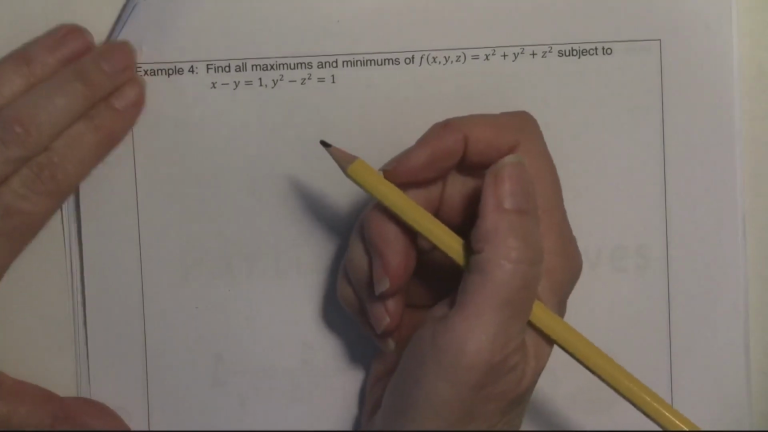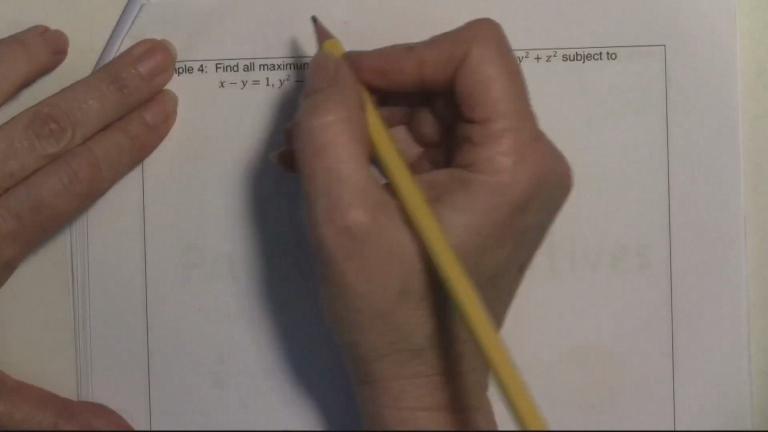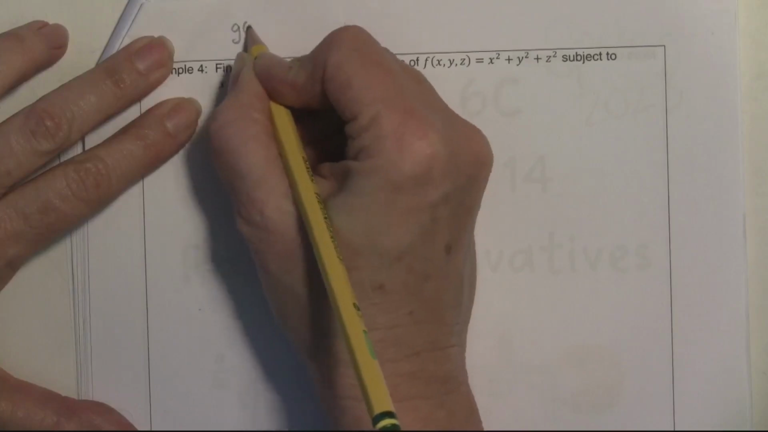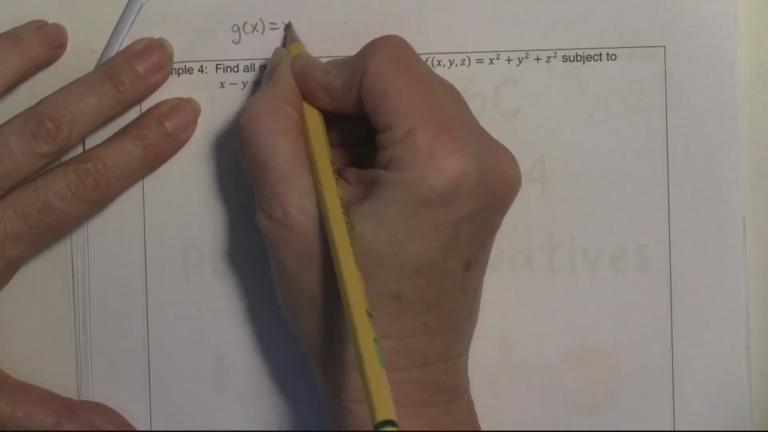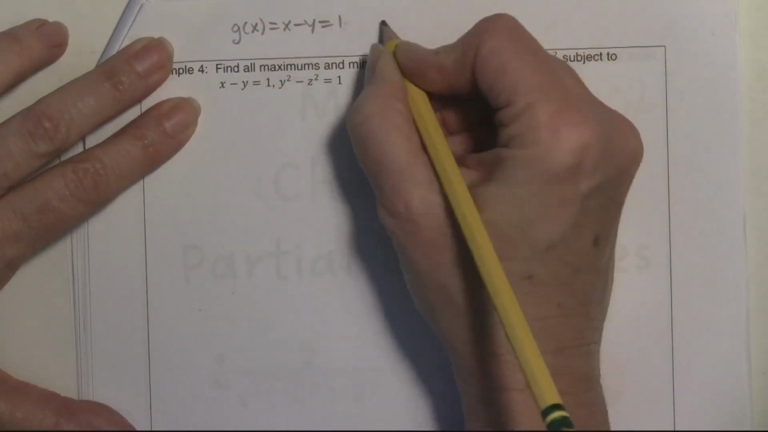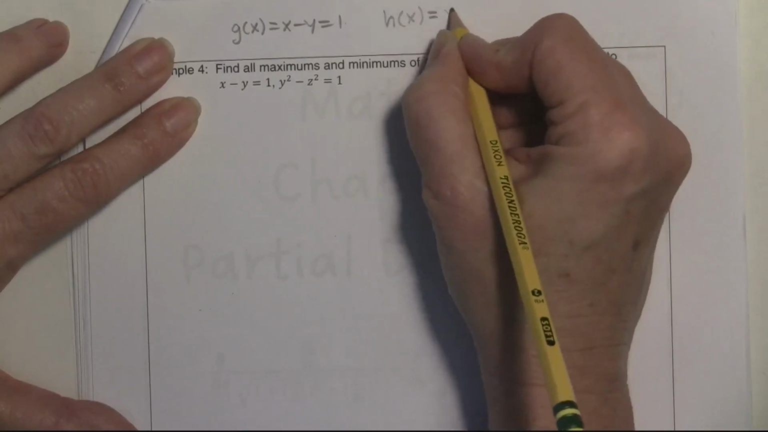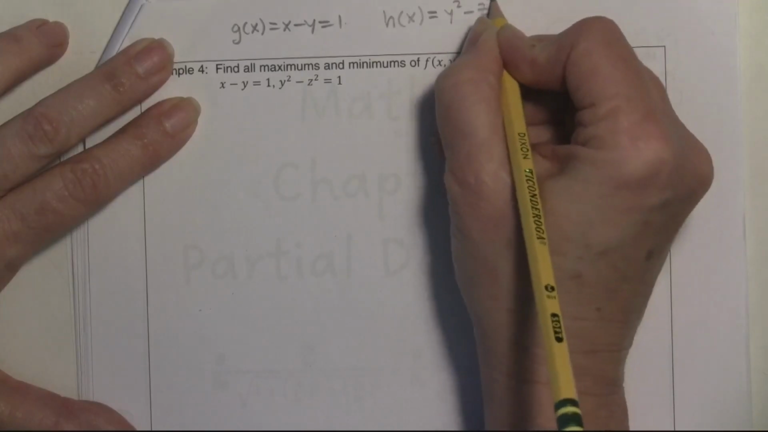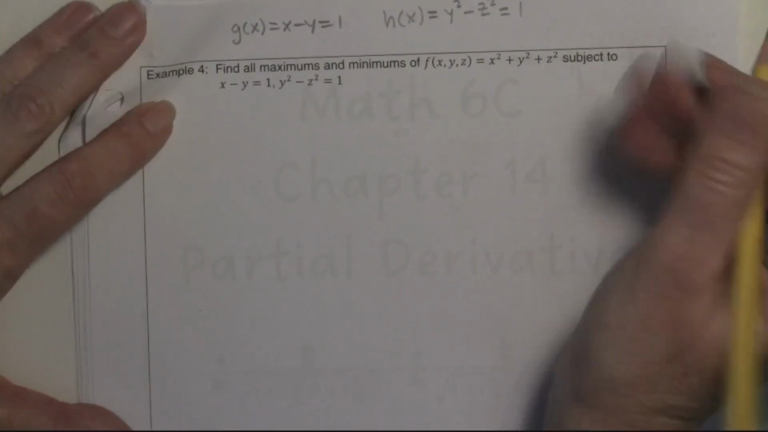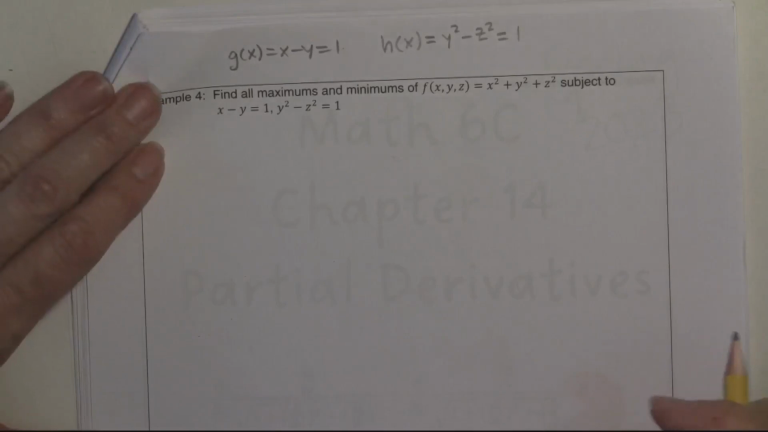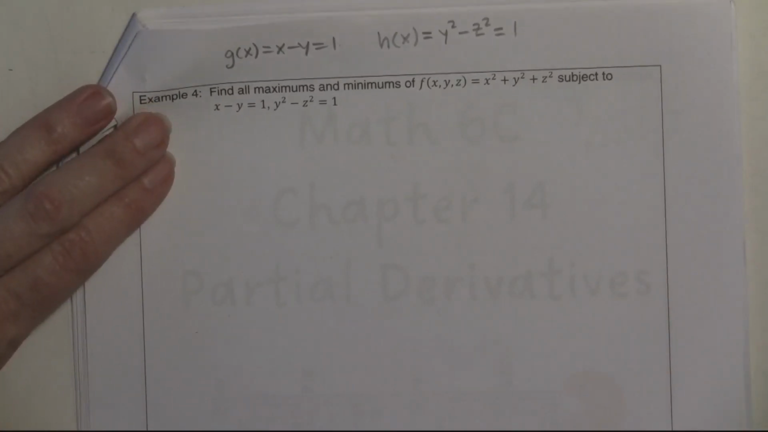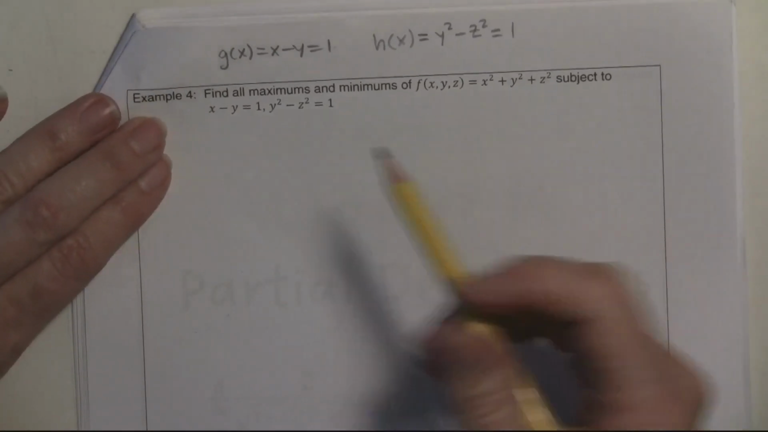Okay, so I'm going to call this one g, which equals x minus y equals 1. I'm going to call the other one h, two constraint functions, y squared plus z squared equals 1. And again, you can put them together, that's something you can totally do, but I wanted to have the example of when you can't put them together.